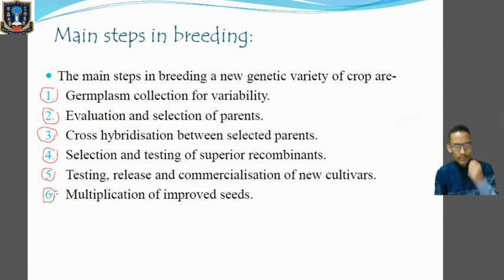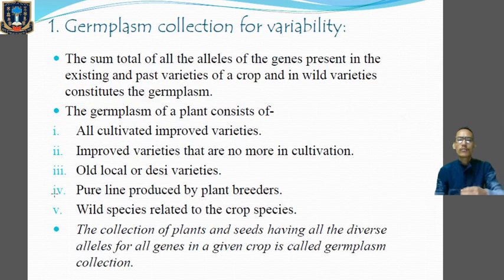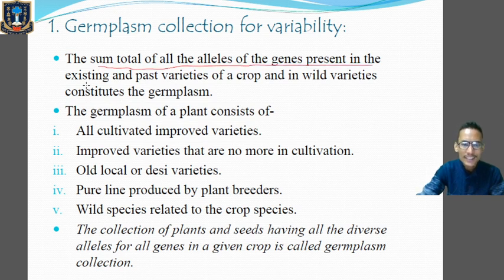Okay, so the first step, germplasm collection, and germplasm collection for variability. Before that we have to remember what is germplasm. All right, then we'll go with germplasm collection. So what do you mean by germplasm and what do you mean by germplasm collection? Germplasm means the sum total of all the alleles of the genes present in the existing and the past varieties of a crop and in the wild varieties; they constitute the germplasm.